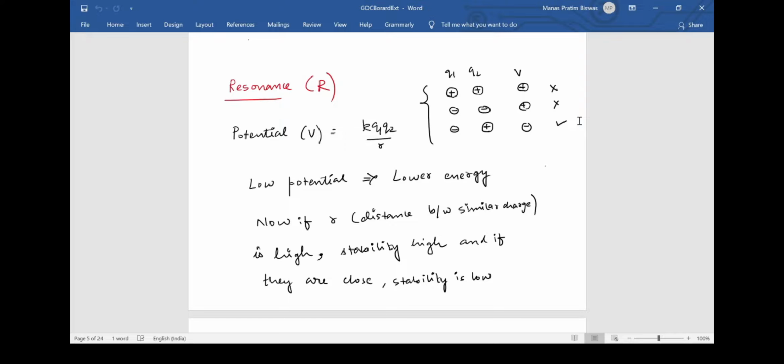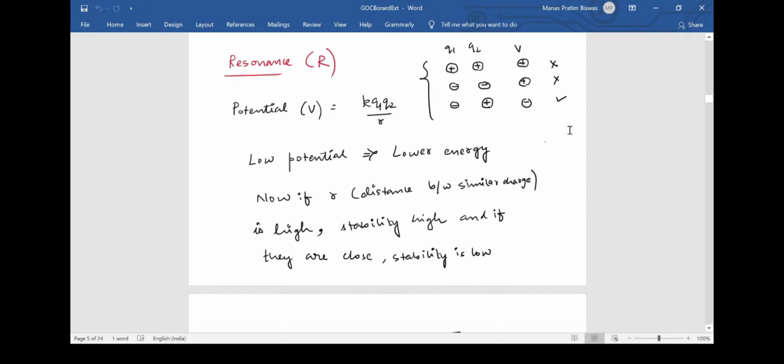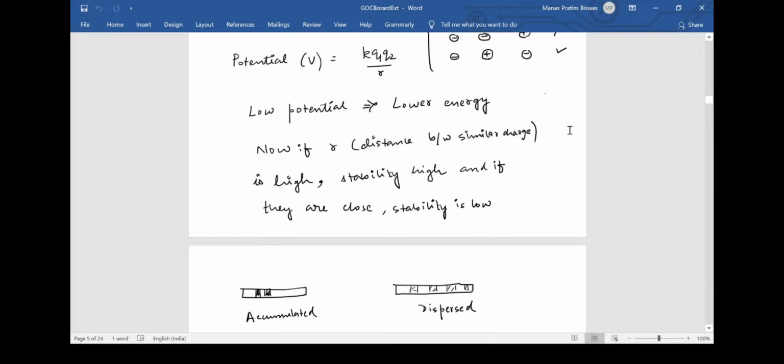You can think of it as if the attractive forces increase, the system becomes more stable in the sense that it will not break easily. But if repulsive forces are high, then it will break easily. I have written here a very important observation. You need to note this: low potential implies low energy.